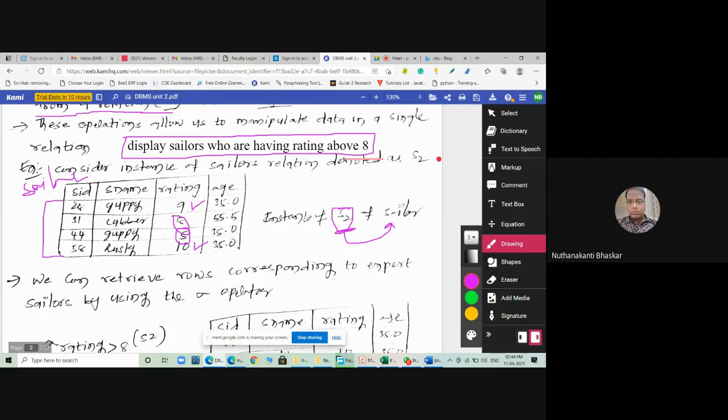Already I told you the SQL language is implemented based on relational algebra and relational calculus. Because this is a mathematical model, that is the implementation model. That is the difference. Whatever queries we are preparing, try to solve them in SQL also, please.